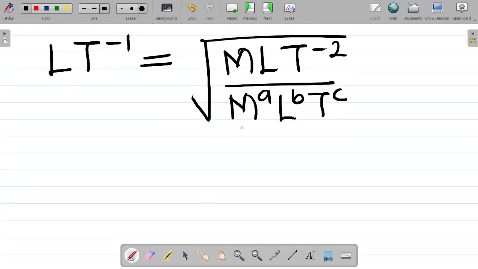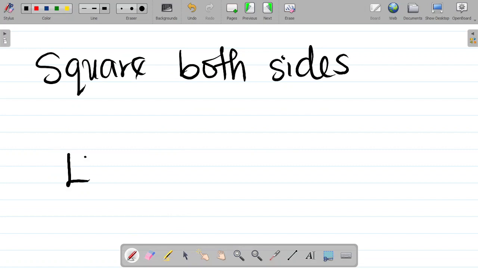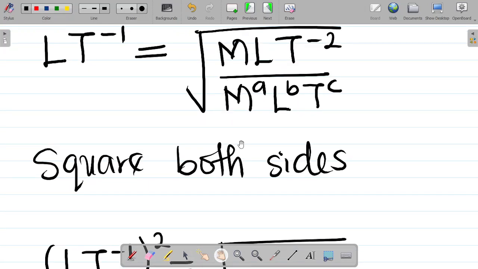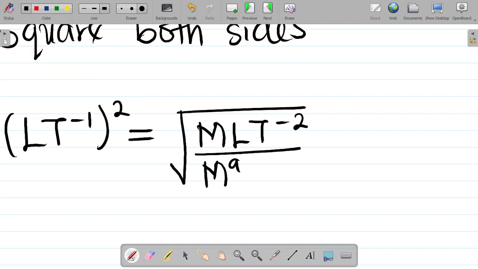Alright, so I'm here. Don't forget I want to get this particular value. So all I have to do is square both sides. If I square both sides, what do I have there? This becomes L to the power minus 1. So I have L to the power minus 1 all squared will be equal to the square root of, what I have here is ML to the power minus 2 all over M to the power a, L to the power b, T to the power c. I have this.